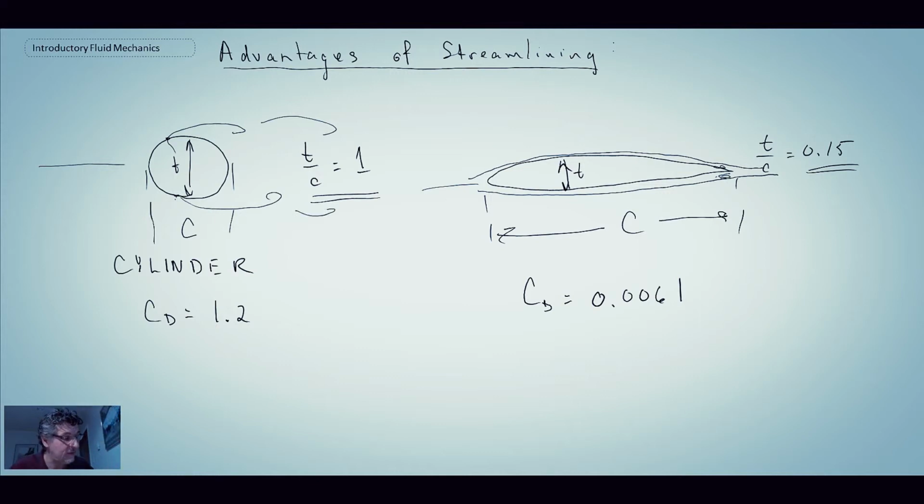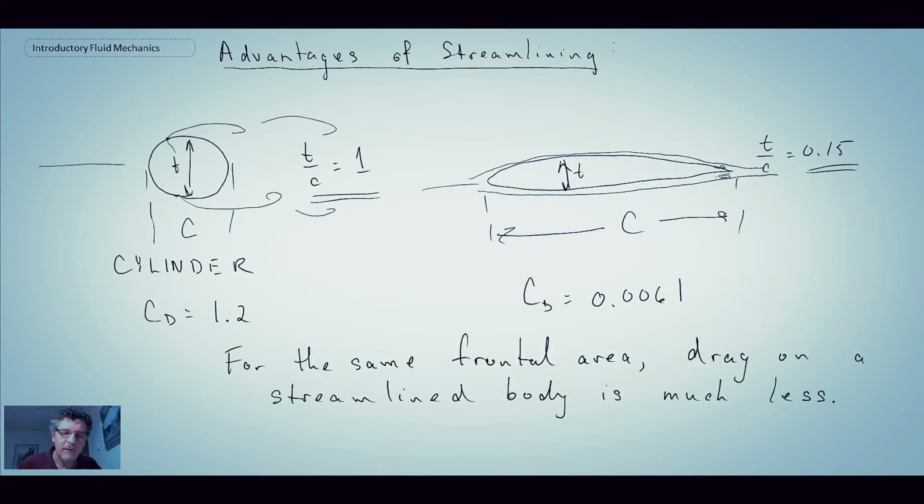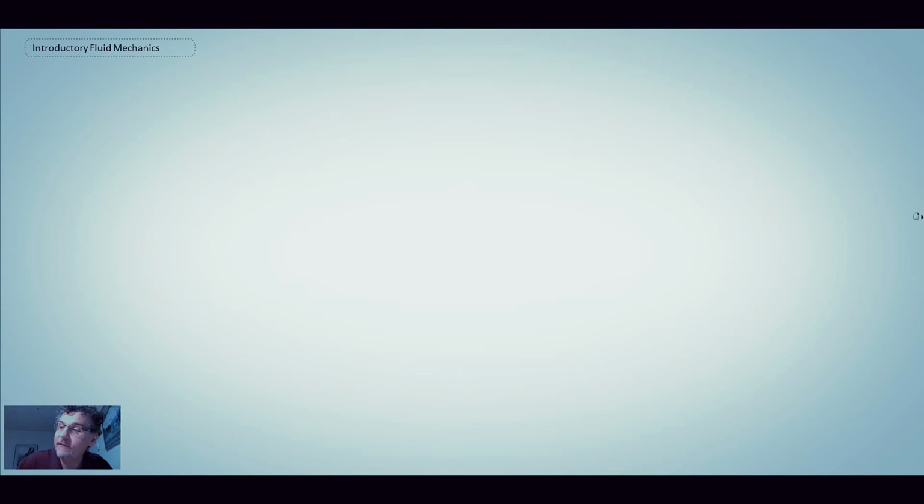So what we're going to do next, we're going to take a look at some video clips showing flow over different bodies, some of them bluff bodies, some of them streamlined bodies, and then we're going to measure the wakes and compare that to the drag coefficient, just to highlight the advantages of streamlining. Before we do that, however, I should make the comment that essentially a streamlined body for the same frontal area will have a much lower drag coefficient, and that's really one of the main things with streamlining. So for the same frontal area, drag on a streamlined body is much less. Okay, so let's move on and take a look at the videos.